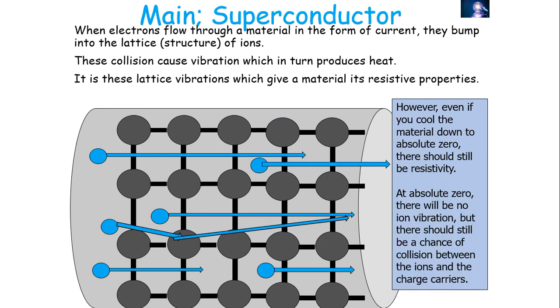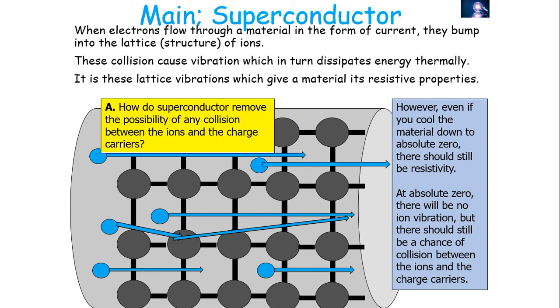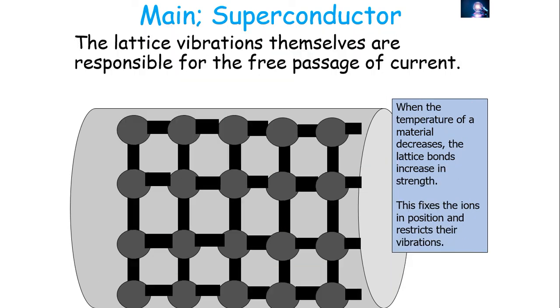So in theory, you would suggest though that even if you cooled a material down to absolute zero, there should still be some resistivity. Because at absolute zero, yes, there won't be any ion vibration, but there still should be a chance of collision between the ions and the charge carriers, because those mobile charge carriers could just hit into a stationary ion. Now, how does the superconductor remove this possibility?